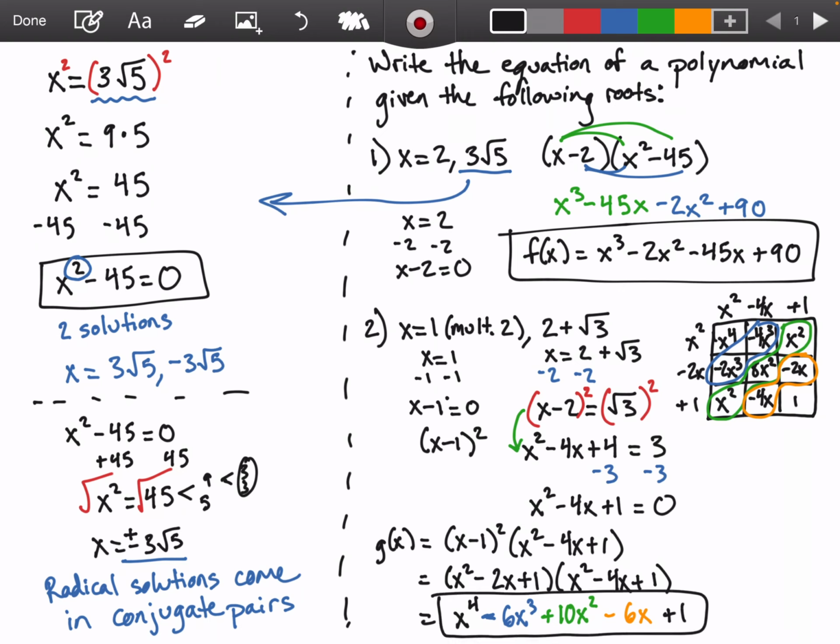Nice. Okay, let's do one more example. So let's say our solutions are going to be 3 and 1 plus 2i. Ooh, that looks a little complex because it's a complex number, in case you didn't get that joke. So, once again, I'm going to look at this 3. If x equals 3, I want to put that in standard form to get my equation where it came from.